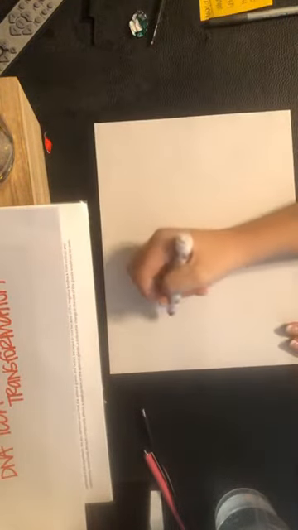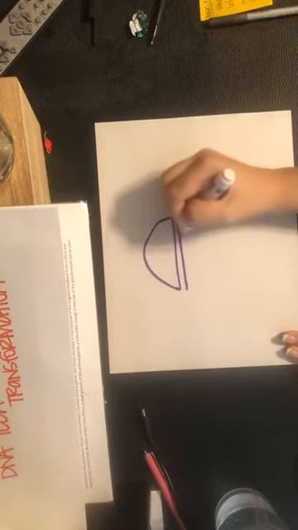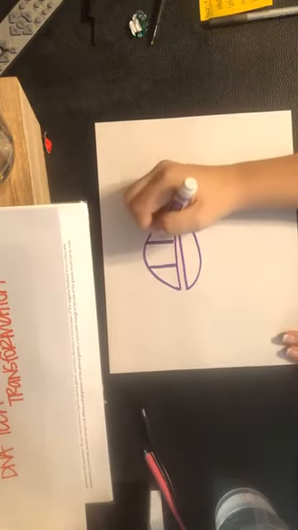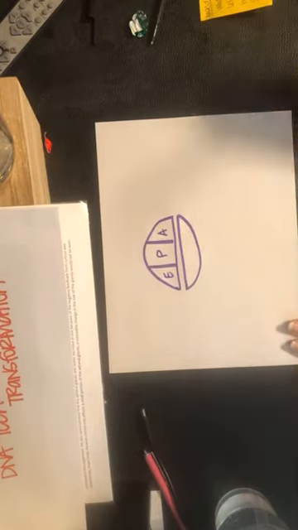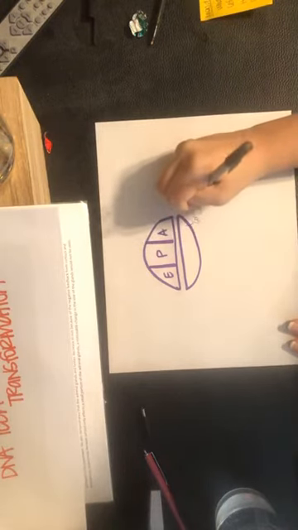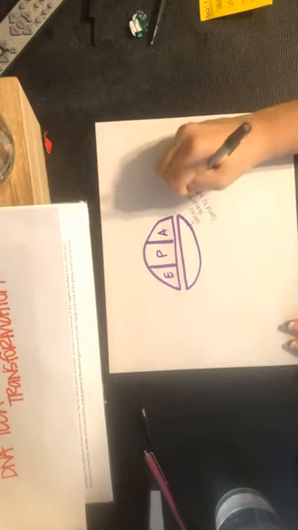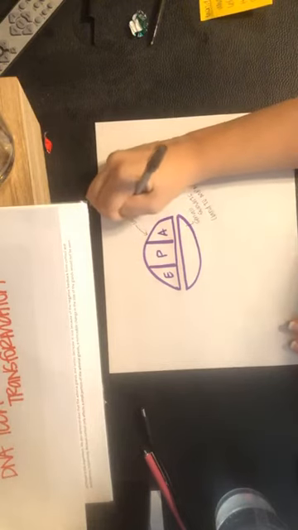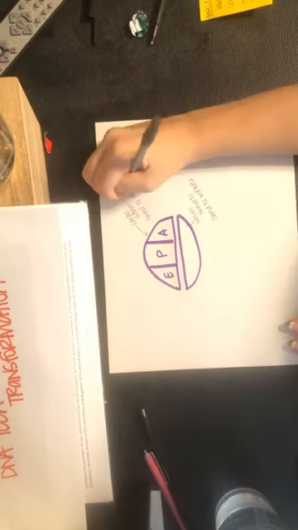Within our ribosome, we've got 3 sites. You've got your A site, your P site, and your E site. And of course, this is our small subunit, which is going to bind to the mRNA. And then this is going to be my large subunit, which is going to bind to the tRNA.